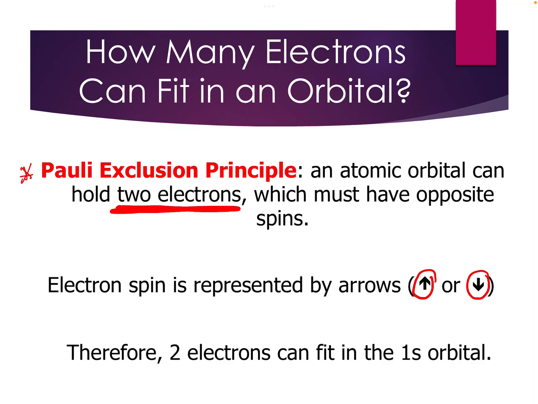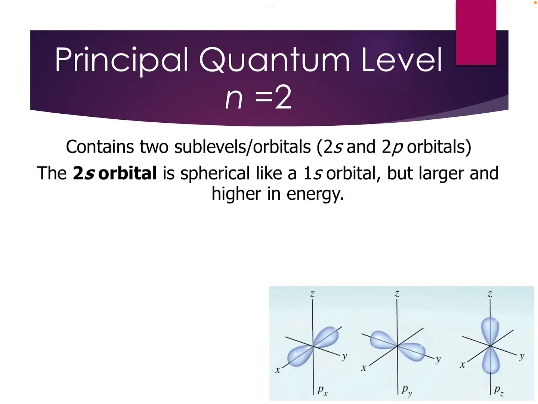Okay, they're always going to have opposite spins. If one is spin up, the other will be spin down. More on that in the next lecture. Okay, so 2 electrons can fit in this 1s orbital.